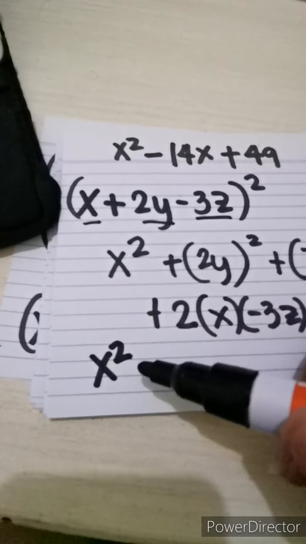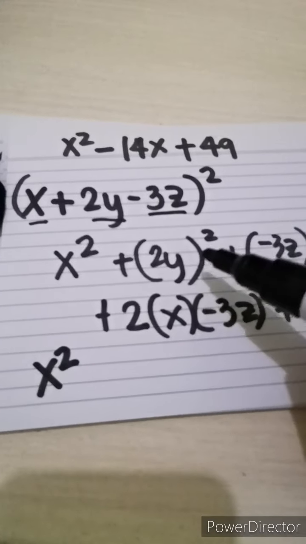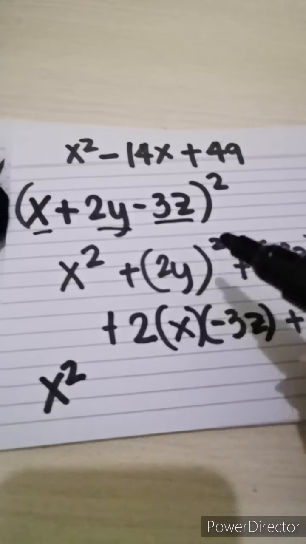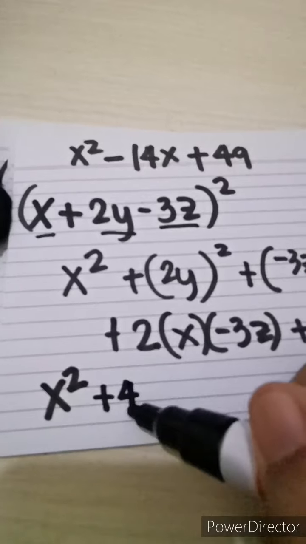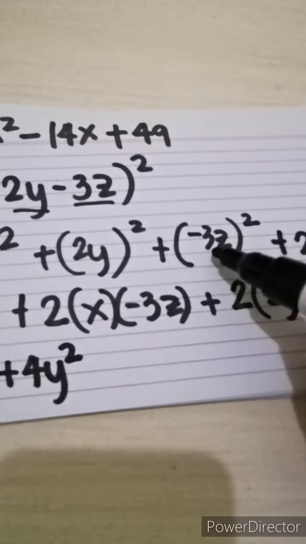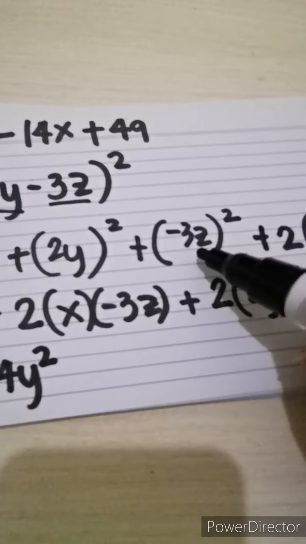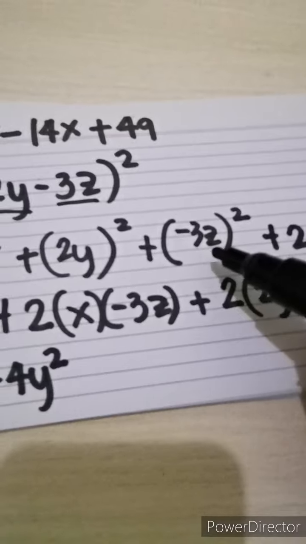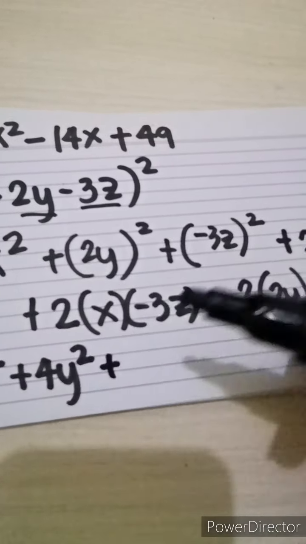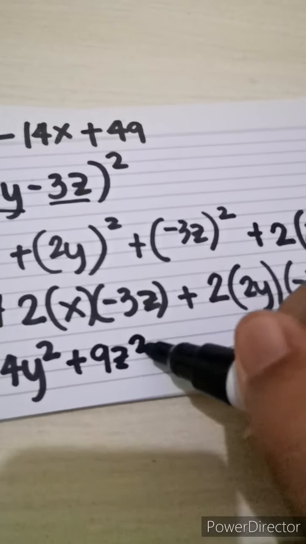Just copy the x squared. What is the squared of 2y? Squared of 2y is 2y times 2y. So we have plus 4y squared. Next, negative 3z times negative 3z. So negative times negative is positive. 3 times 3 is 9. And then our answer is positive 9z squared.